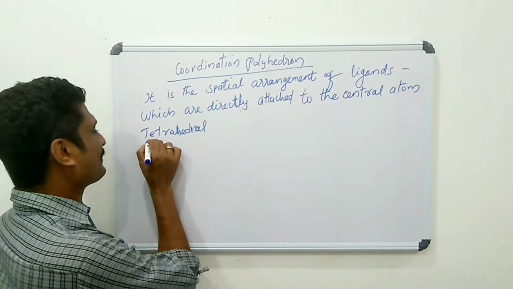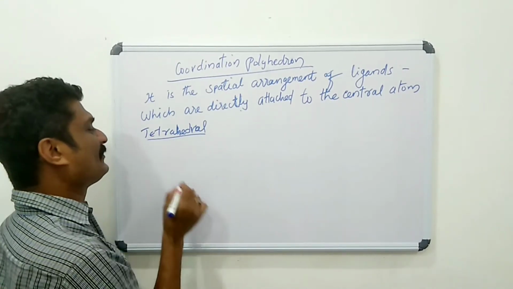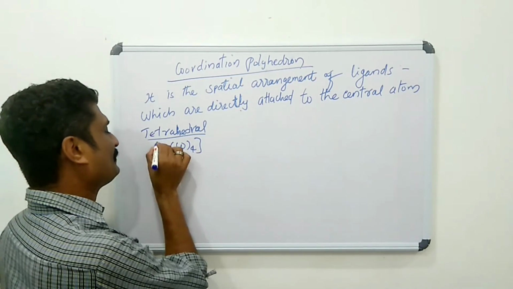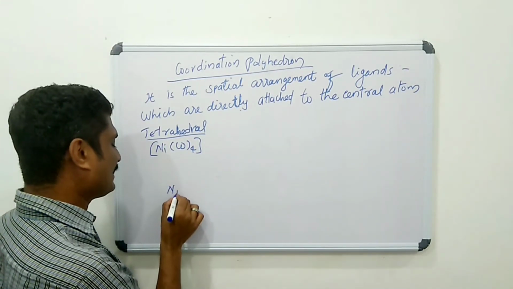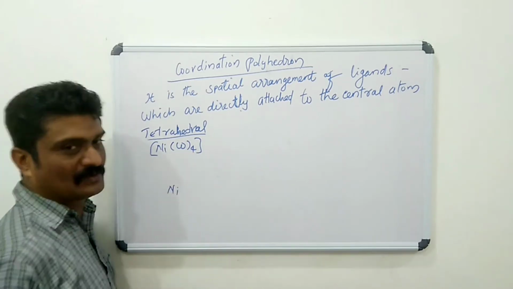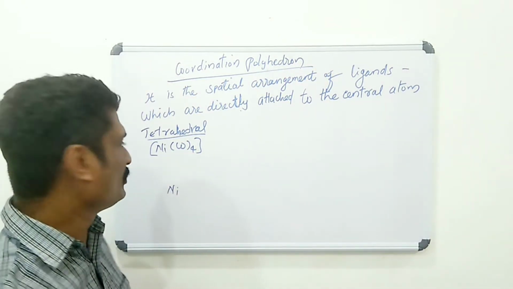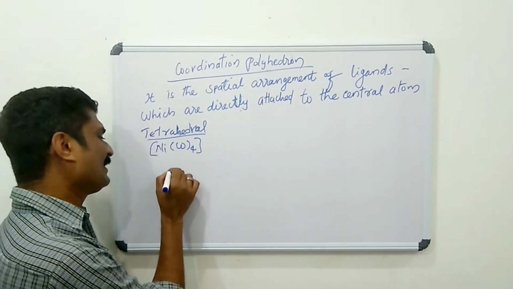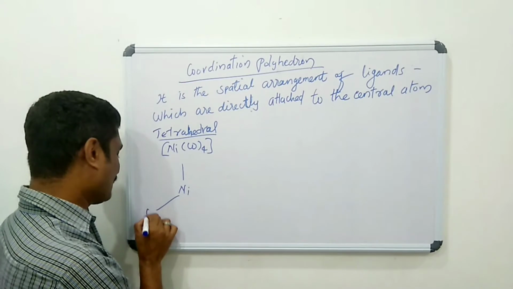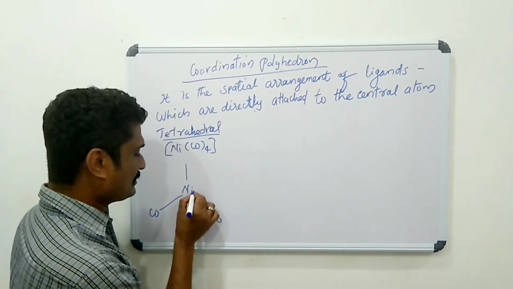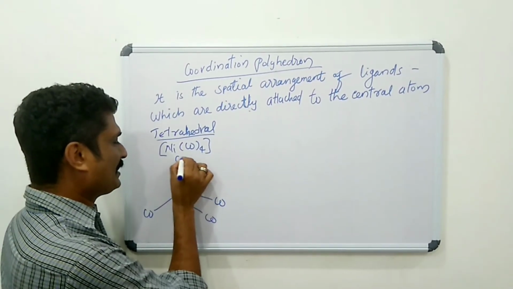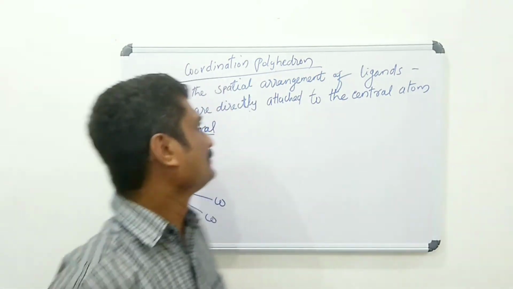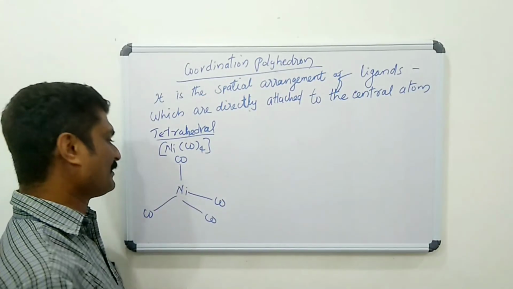Yes, tetrahedral entity. The example for tetrahedral entity is Ni(CO)4. Here the ligand CO, carbon monoxide molecule, attaching to the central atom attains tetrahedral shape. These four CO ligands are directed towards the four corners of a tetrahedron. Then the coordination polyhedron is tetrahedral.